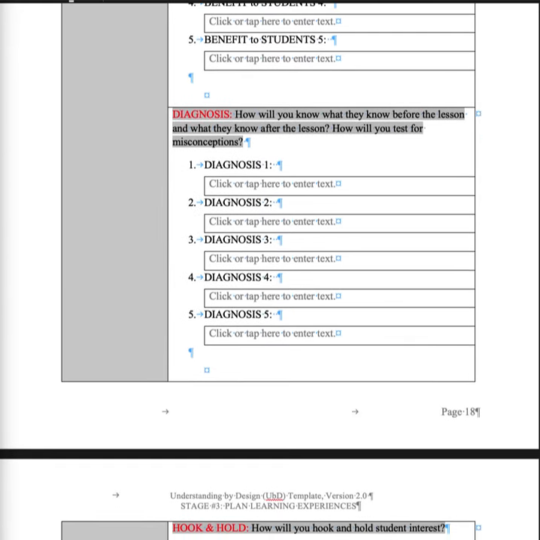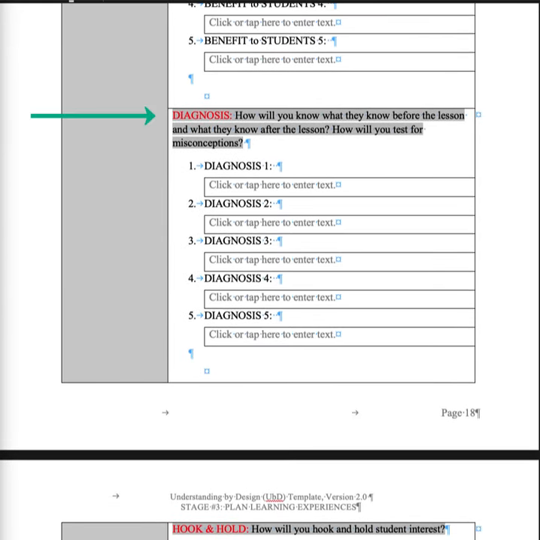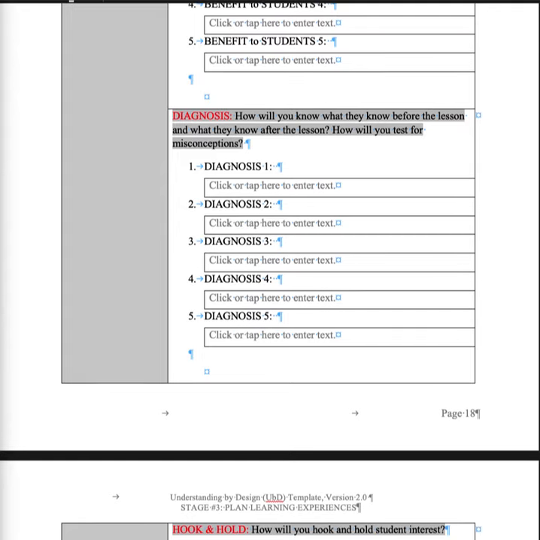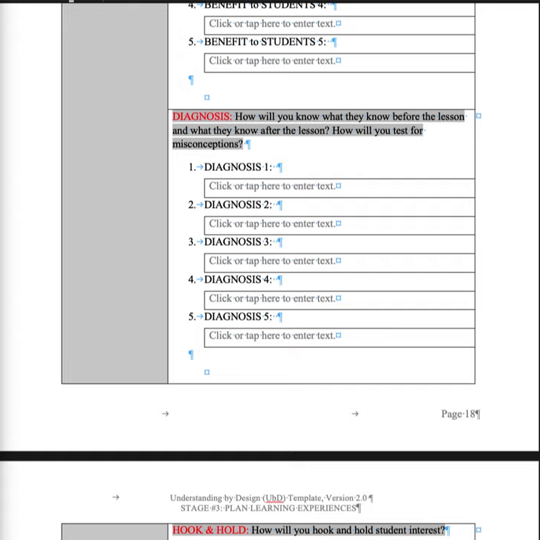In that same W category, we get to diagnosis. How will you know what they know before the lesson and what they know after the lesson? How will you test for misconceptions? Now, for some units, this may be very easy, and some units, this may be extremely difficult.